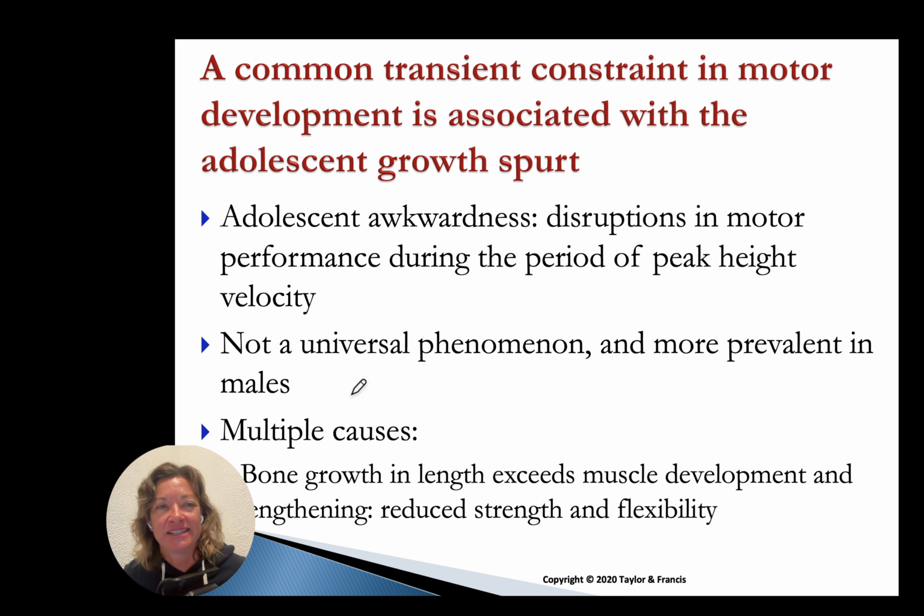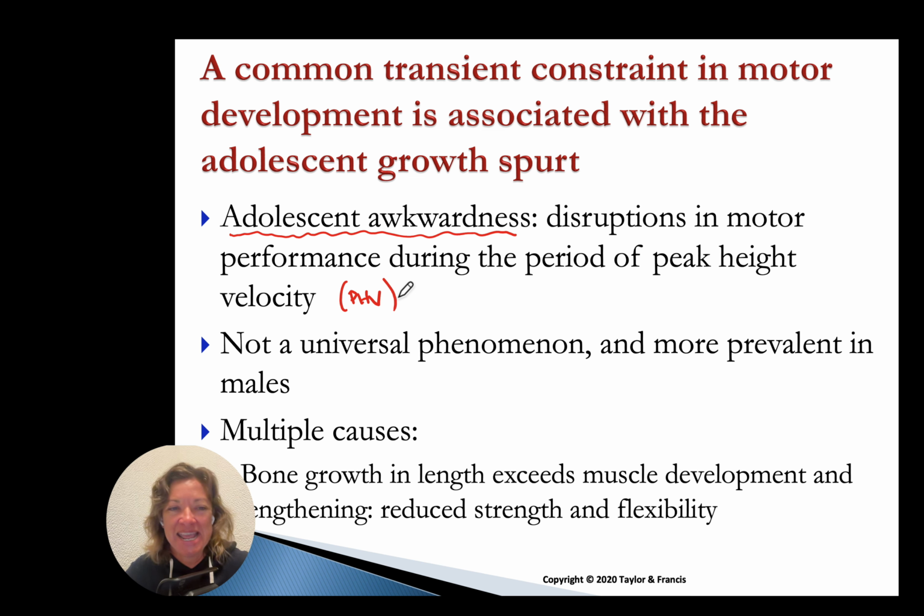One common transient constraint in motor development is associated with the adolescent growth spurt, and this is described as adolescent awkwardness. So adolescent awkwardness is a temporary disruption in motor performance, and it's associated with the period of peak height velocity, so that rapid growth phase, or PHV. Now, this isn't a universal phenomenon, and it's actually more prevalent in males. So you may have experienced this as an adolescent, maybe not.